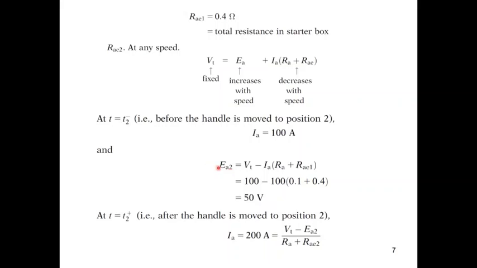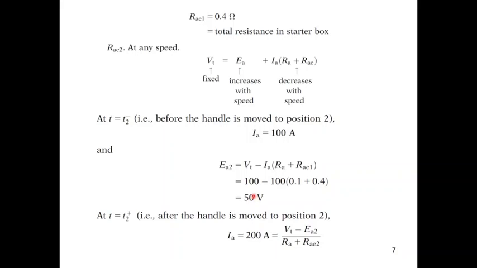Okay. So we can calculate at point number 2, at T2 minus. So we can say EA2 equals V terminal, which is constant. It doesn't get affected by the number of points, minus the certain current, which is IA at 100 amps, multiplied by (RA plus RE1). So this is the value of EMF now, Shabab. It's V minus IA at T2 minus, 100 amps, multiplied by (RA plus rheostat). So this is the value of armature voltage EMF, which is 50 volts.